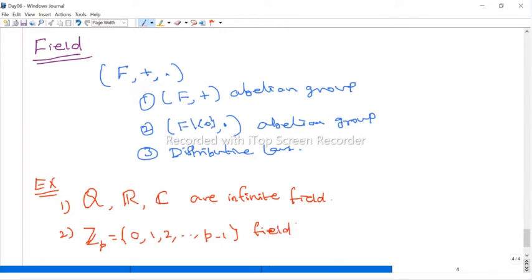But mostly we are using either R or C. In vector space, we mostly use R or C, but you should know other fields also, Q and then Z_P, where P is a prime number, which is very important. So here P is a prime number. If you take a composite number, that is not a field. Okay. Now we have defined all the basic things: group, ring, field.